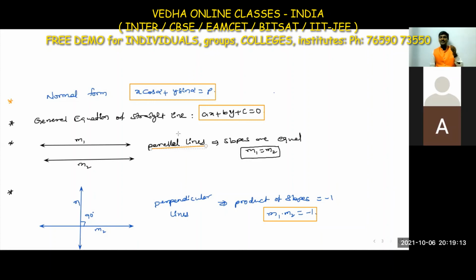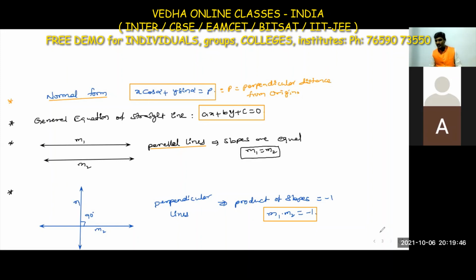Ax plus by plus c is equal to 0. What is the normal form? x cos alpha plus y sin alpha is equal to p. Yes. P is the perpendicular distance from the origin. So once again, just we will repeat, revise.